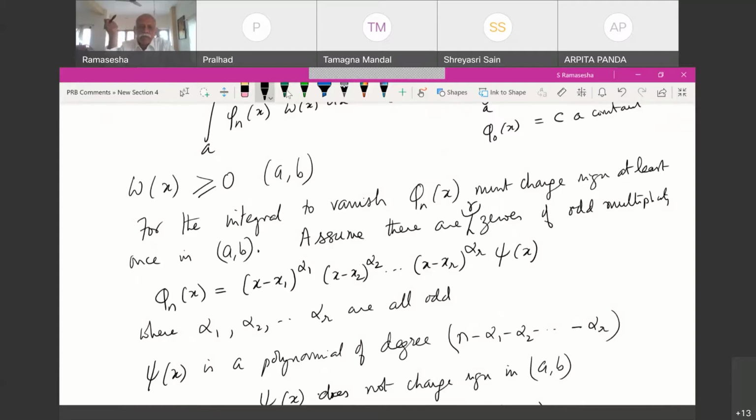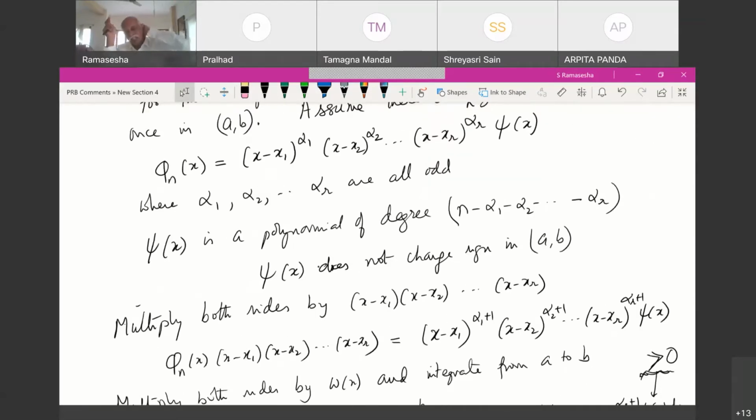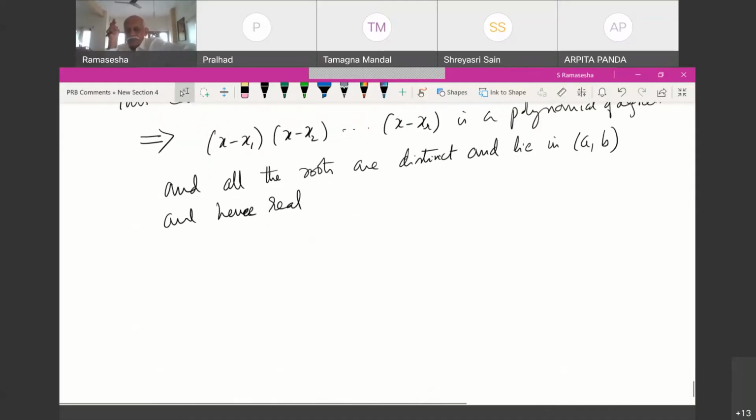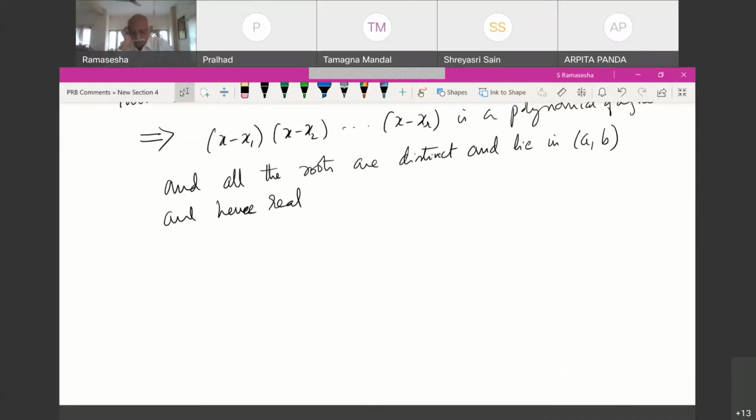R can at most be equal to n, in which case psi of x is a constant. Okay. And if r is equal to n, then each one of these zeros, x1, x2, and so on, has single multiplicity, that is, non-degenerate, or in other words, they are all distinct. Okay, and they also lie in the interval a to b because they are allowing the function to change sign. Any other questions?